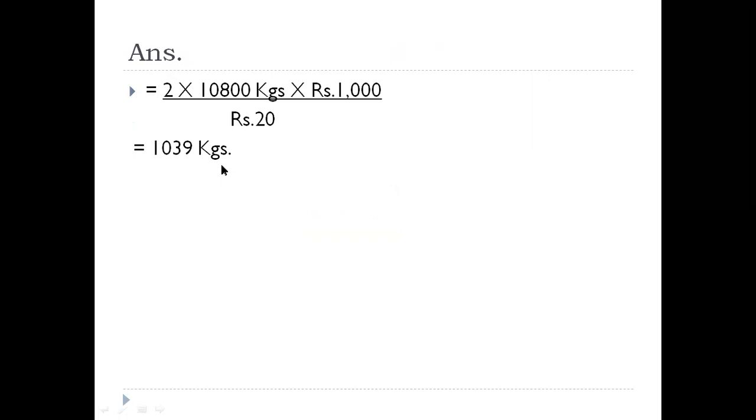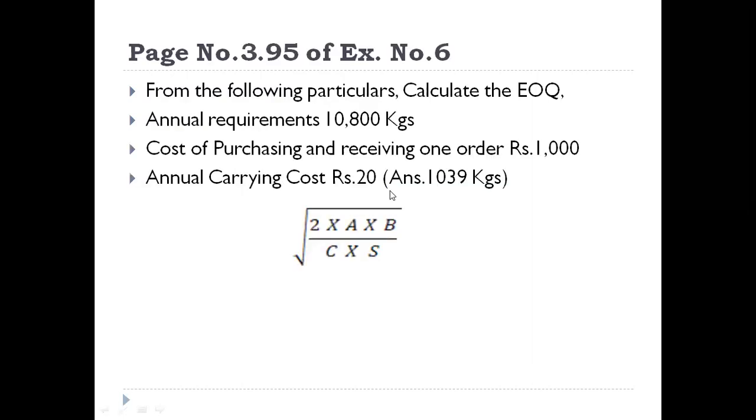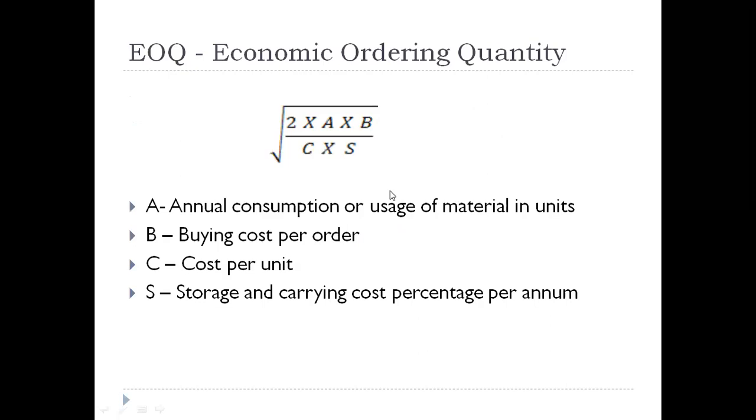The answer is 1,039 kg. So this is the economic ordering quantity, right? You have to remember the formula very carefully. It is very simple. But if you miss a number, misplace a number, or write a wrong number, you get the wrong answer.